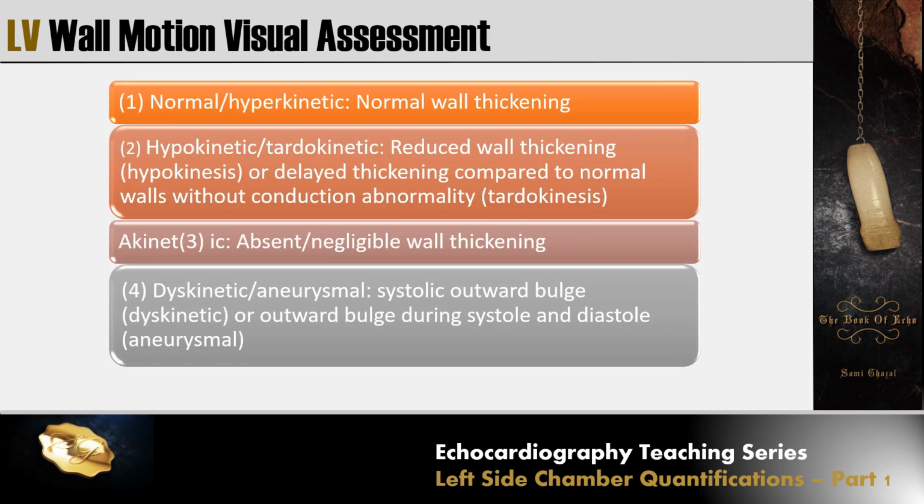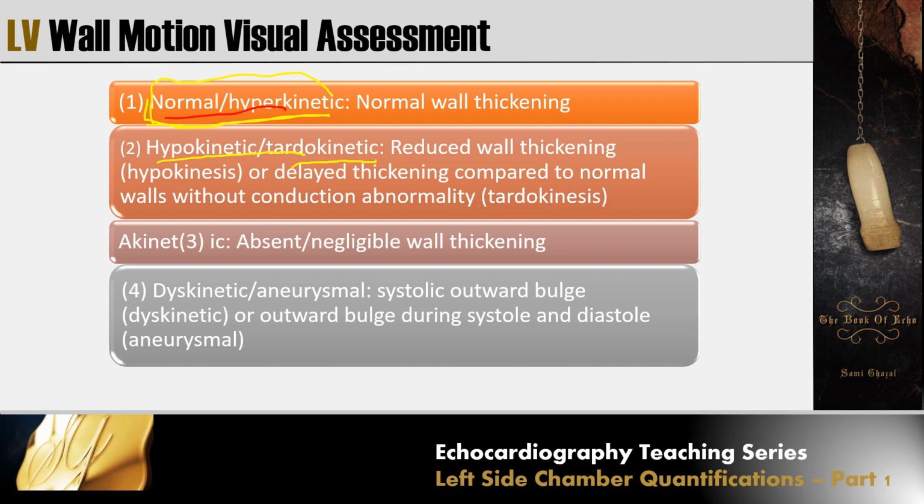So after knowing each wall, now we need to grade them and to assess the walls individually. And this is done visually, and we call it visual assessment of the walls. And we call the wall either normal or hyperkinetic. It is called the same, normal and hyperkinetic, or it is hypokinetic or akinetic. So hypokinetic is if you see an LV wall that, compared to the other walls, has less thickening.